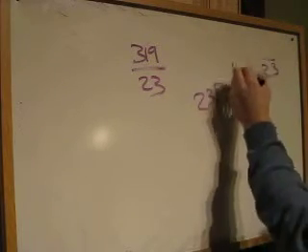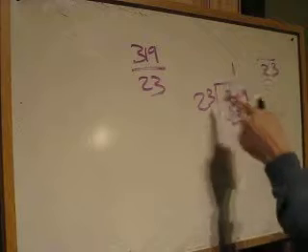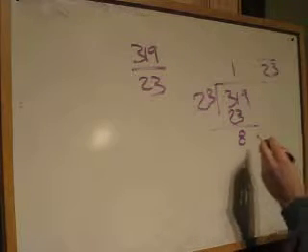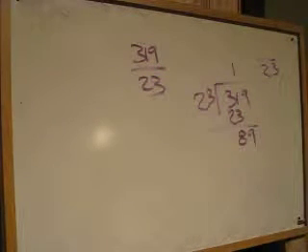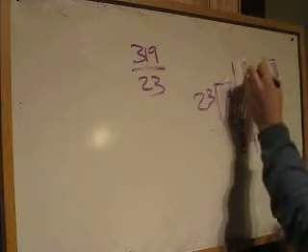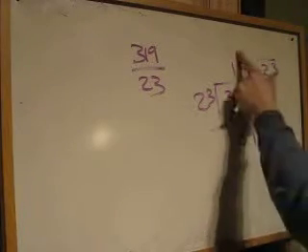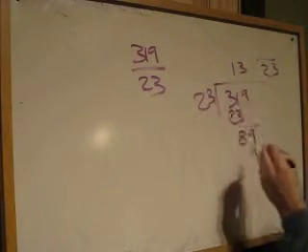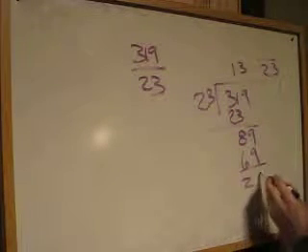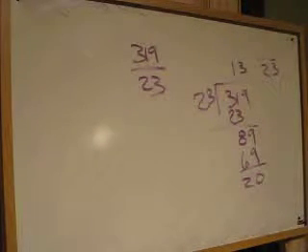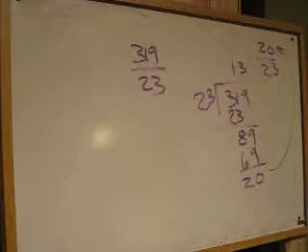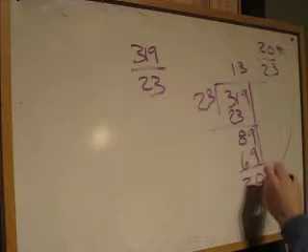So 23 goes into 31 once. 1 times 23 is 23. 31 minus 23 is 8. And bring down our 9. This probably goes into, let's see, 4 times. 4 times 23, nope, 3 times. So we'll put a 3 there. 3 times 3 is 9. 3 times 2 is 6. Leaving me with 20. Okay, so what my answer ends up being for that is 13 and 20 over 23.